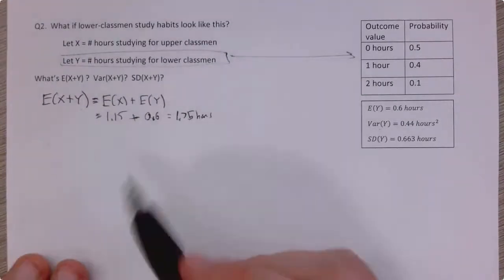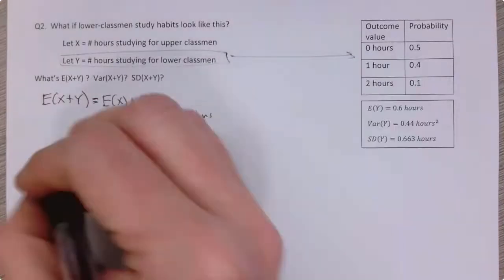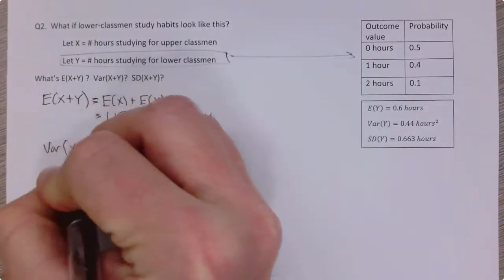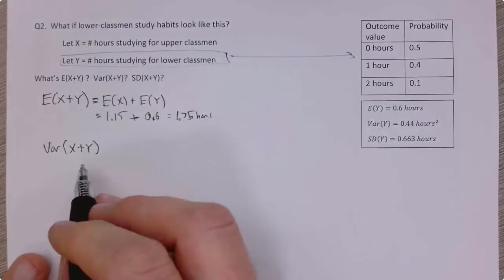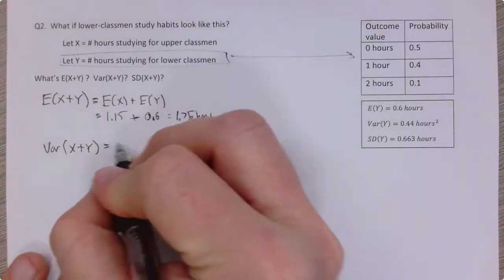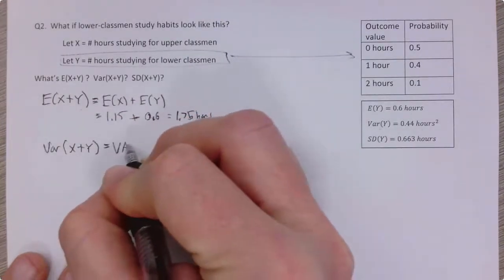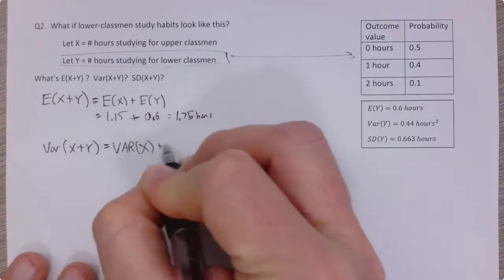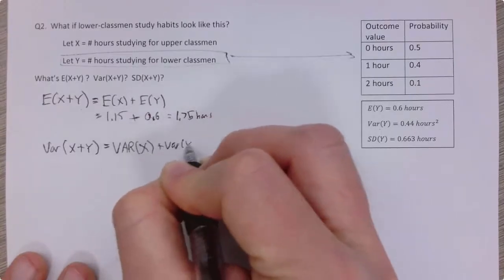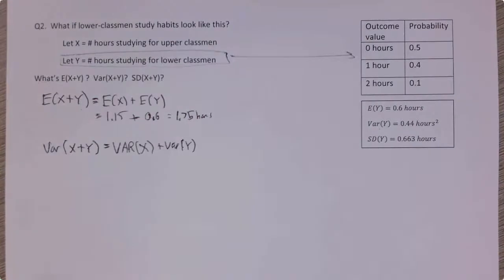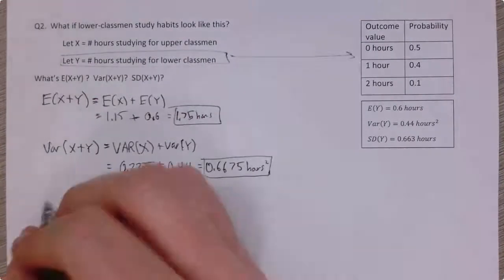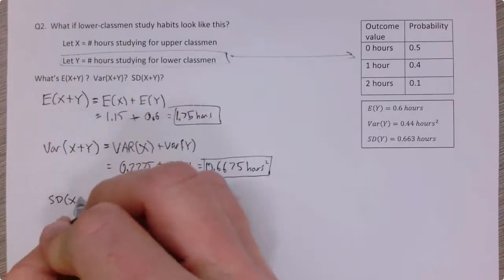All right, let's do variance. If I want to find the variance of x plus y, we have this nice property where you can just break them apart. So variance of x plus variance of y. And now we can look them up. And there's the answer.